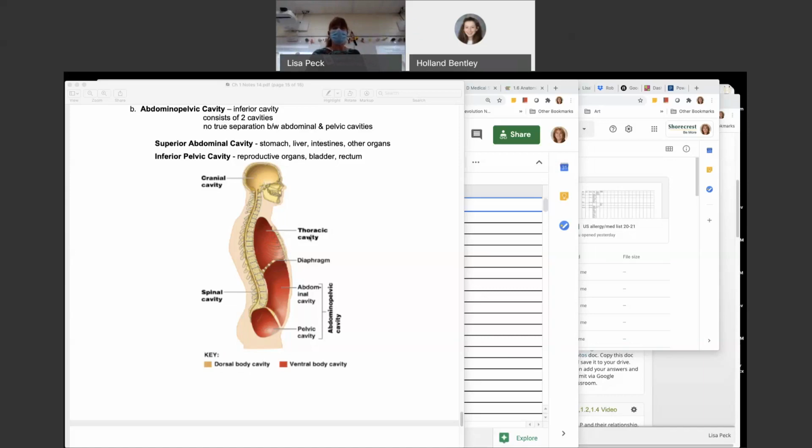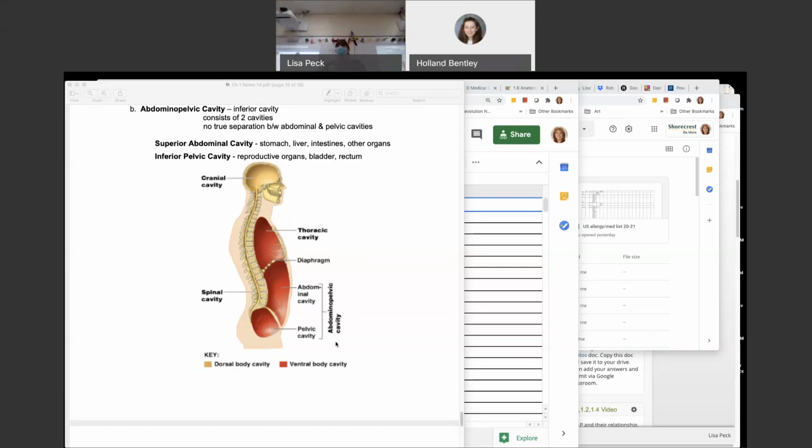The superior is called thoracic cavity, and it houses the heart and lungs. And every other organ other than brain, spinal cord, heart and lungs is going to be located in the abdominopelvic cavity. We're going to call it both abdominal pelvic because you don't really know enough to know the separation. There really isn't a true delineation between these two cavities. So we're going to call it collectively abdominal pelvic.